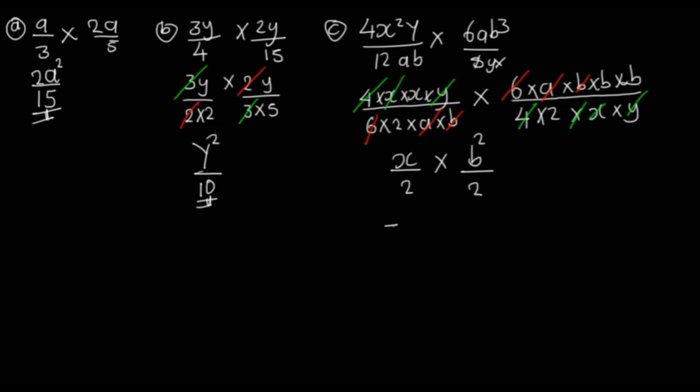So now our final answer, we can just multiply x times b squared, which is x b squared over 4. So that is how we can simplify our expressions like this. Okay, now let's move on to another example, but this time we are going to look at fractions that contain the division operator.